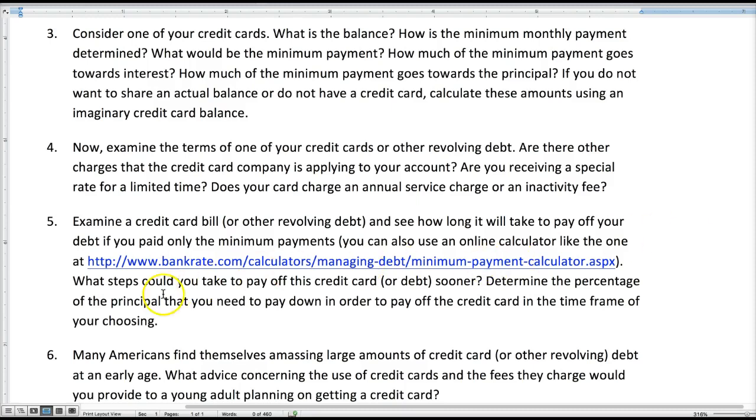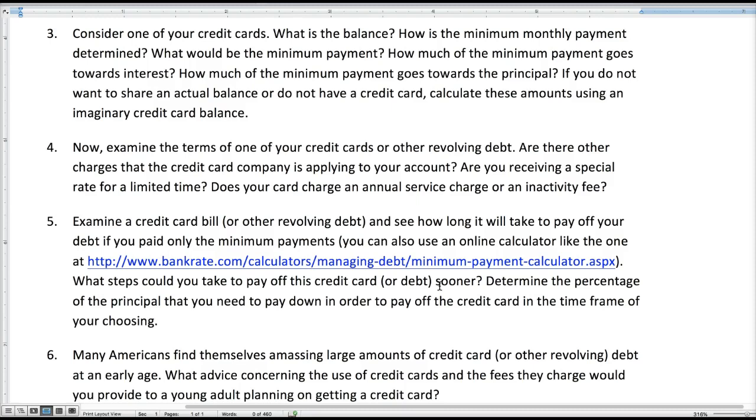Okay. Now, the second part of step 5 says here, what steps could you take to pay off this credit card or debt sooner? Okay. Determine the percentage of principal that you will need to pay down in order to pay off the credit card in the time frame of your choosing. So that is an open-ended question.